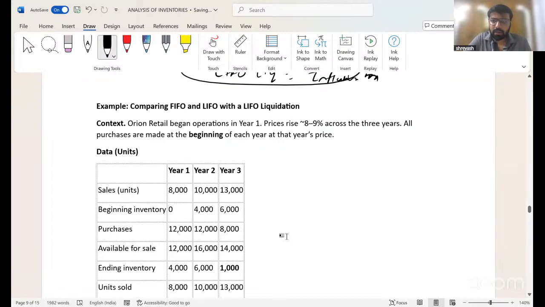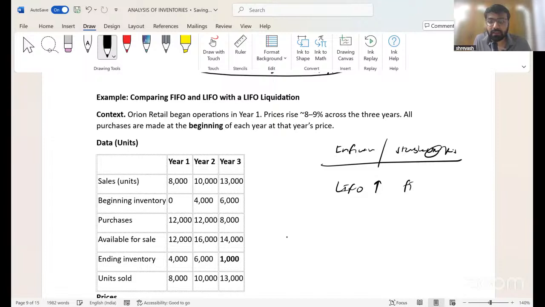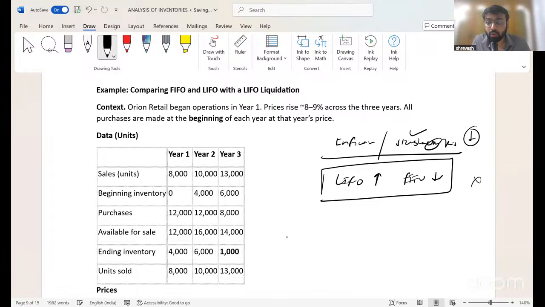All right. Sir, we have understood this that in case of inflation, if the quantities of inventory are stable or rising, always LIFO will have a higher COGS and FIFO will have a lower COGS. This is what we have been proving so far, right? But if the quantity of inventory is not stable, in fact it is falling, then this might not hold true.